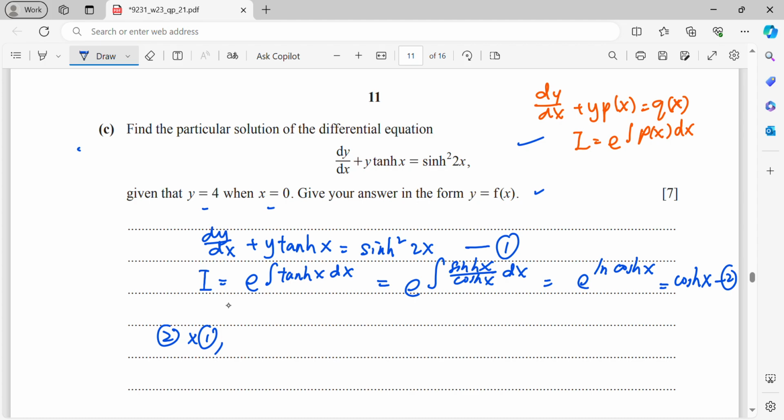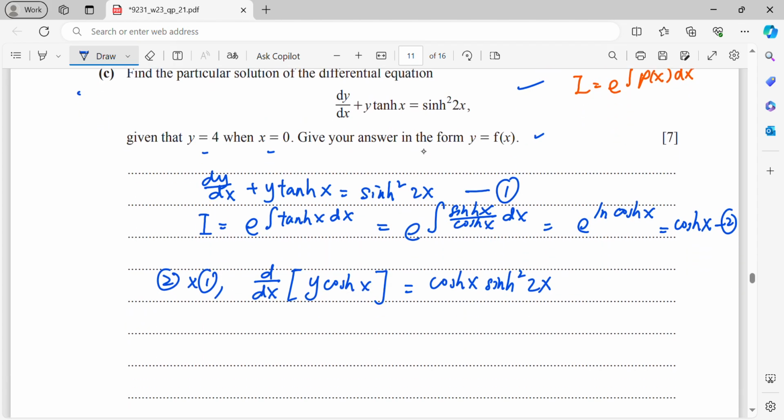So if you are confirmed that your I is correct, once you multiply, the left hand side is supposed to be two terms, by default it will be d/dx (yI). So since I'm confirmed that my I is correct, I will just write y cos x. Right hand side you need to multiply, so it will be cos x times sin²2x. Now to get the solution, integrate: y cos x equals the integration of cos x sin²2x.